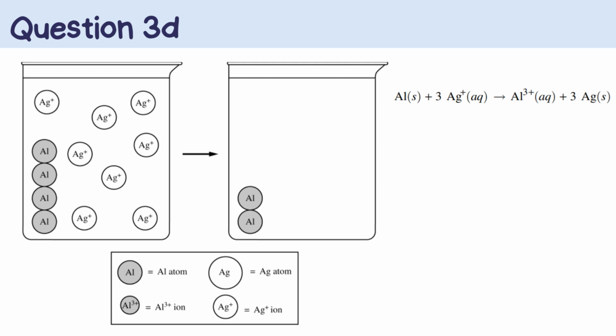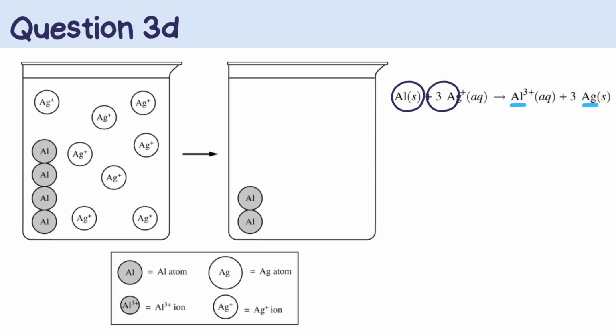Okay, now that we have the equation and everything ready, it says that for every 1 mole of the solid aluminum, it needs to react with 3 moles of the silver ion. And if all of that goes well and all of that's consumed, then 1 mole of the aluminum ion and 3 moles of the silver solid will be produced. Now, using that information, let's go ahead and use the diagram to depict how that's going to be done.